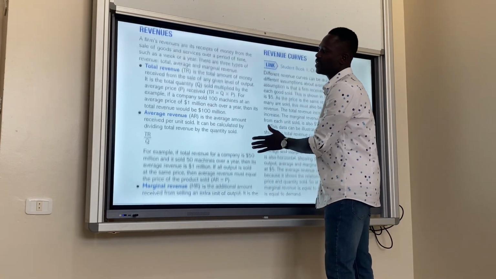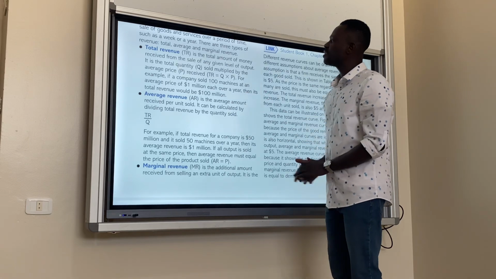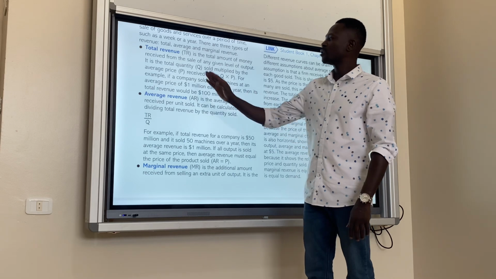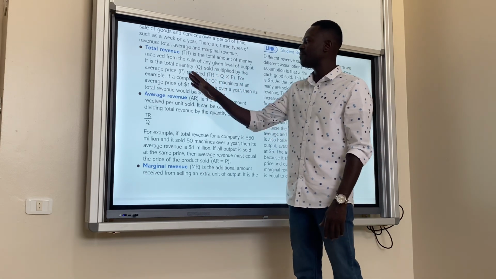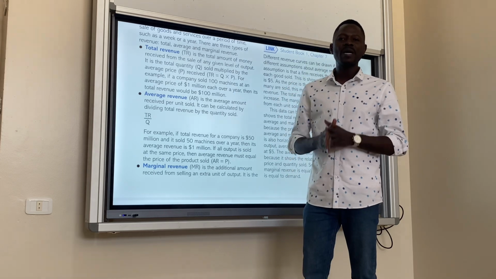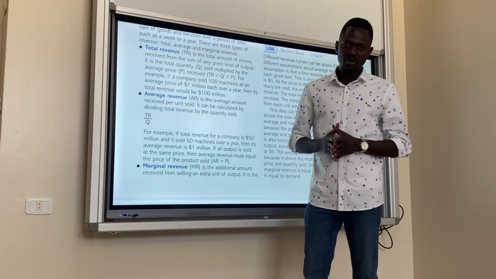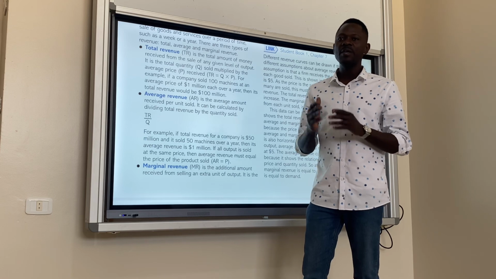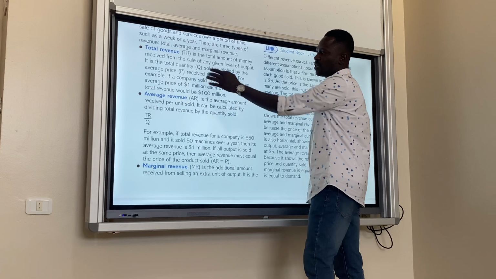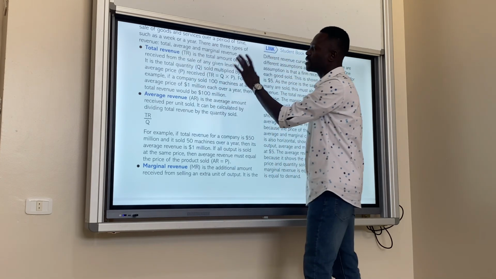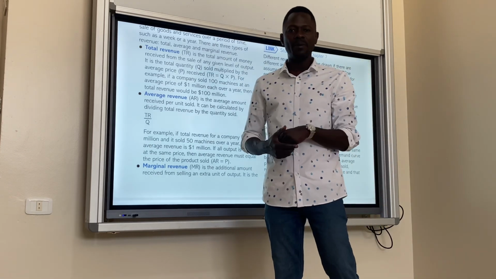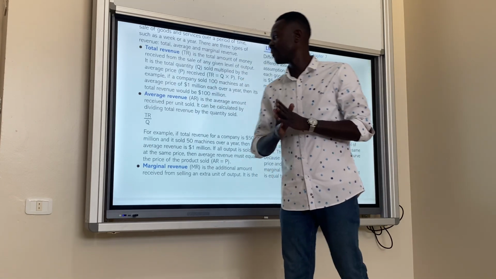So what is the total revenue? Total revenue is the total amount of money received from the sales of any given level of output. It is the total quantity sold multiplied by the average price received. So for total revenue, we're talking about the price multiplied by the quantity sold of a product. So the total revenue is TR, which is price multiplied by Q, or Q multiplied by P. It's still the same. So our total revenue, as is being said here, is the total amount of money received. The total amount of money you earn as a firm in the course of selling. That is what total revenue is.